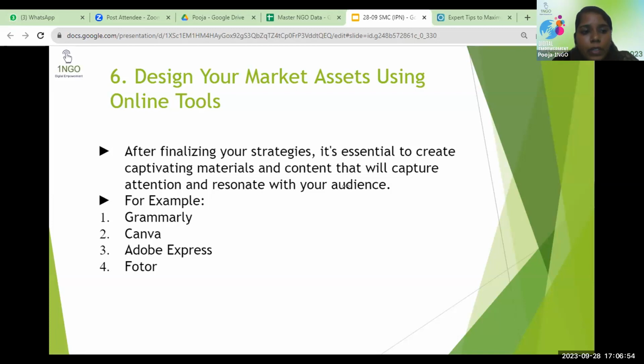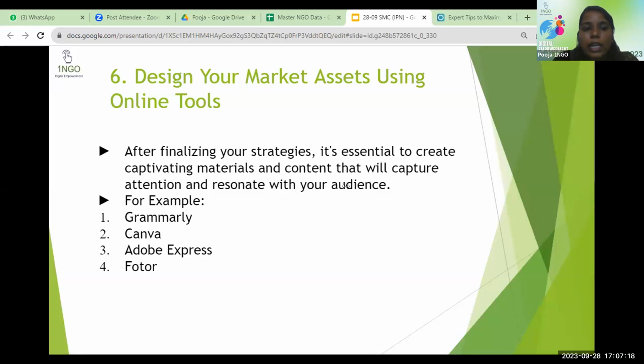And why is Grammarly used? Grammarly can be used to check the spellings or the errors that you might have made without noticing. So you can make the social media post concise. You can shorten it, and you will have the content clear here. That is why the Grammarly tool will come in handy for nonprofits.